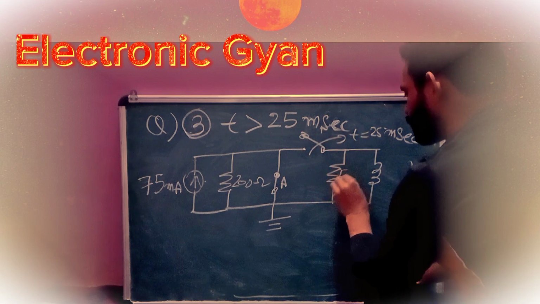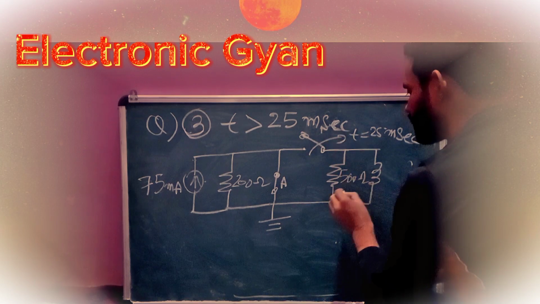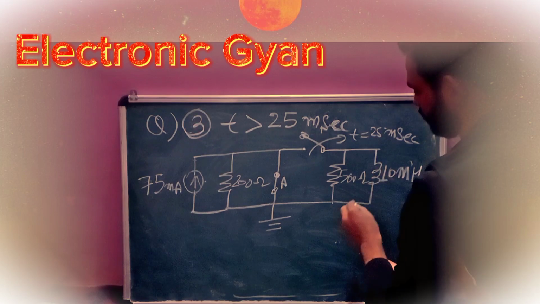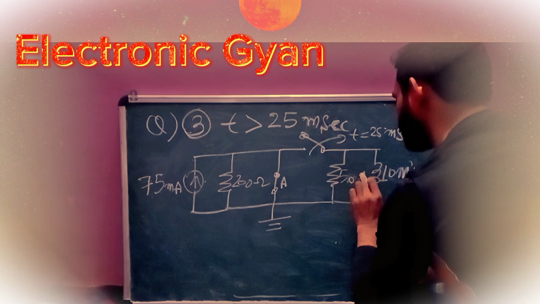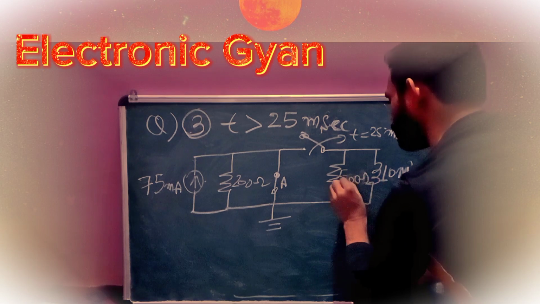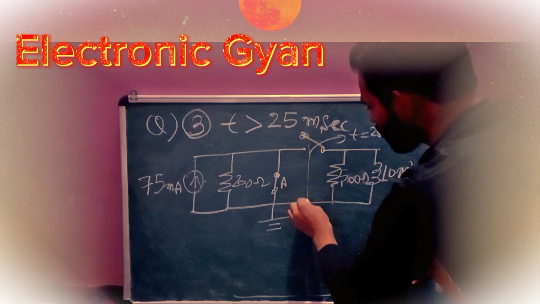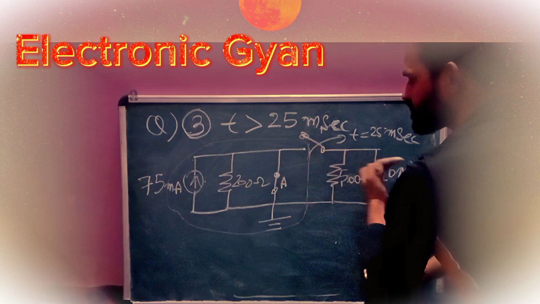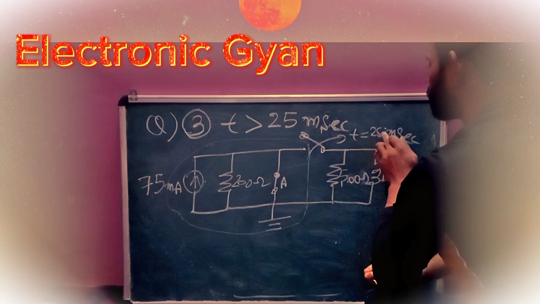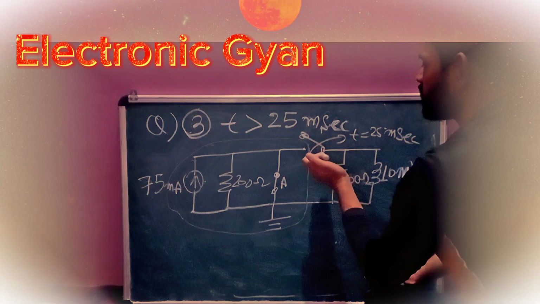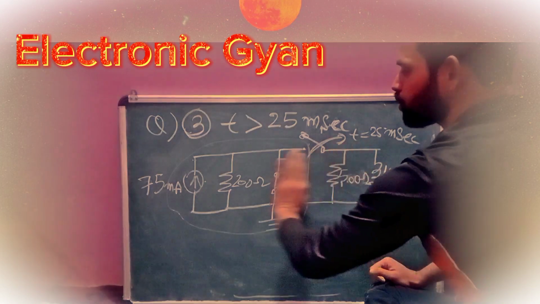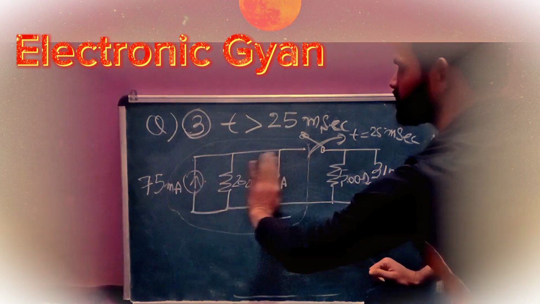So this circuit now is what? This is my 500 ohm of resistance, and this is my 10 millihenry of inductance. We are not going to draw the other circuit, because this has been separated from this side: at t equal to 25 millisecond, this switch will get open, and now we are going to draw this circuit only. We are not drawing the other circuit because it is useless now.